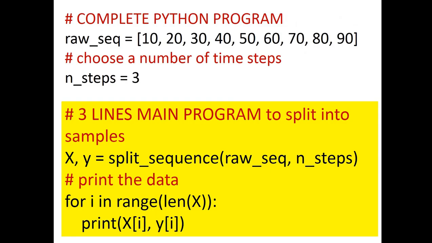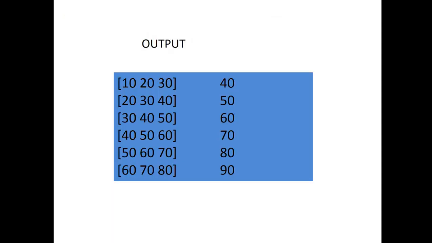And the complete program looks very simple. This is a single page program. The raw sequence looks like that. Actually, it's a simple array. And n_steps you write as a constant 3. And the program looks like that. X, y is equal to a function being called, that is called split_sequence. You pass in this raw sequence and the number of steps. And at the end, it simply prints out the X and Y values. So that is what the output would look like. This is called the data preparation.